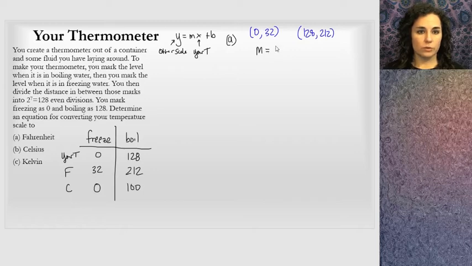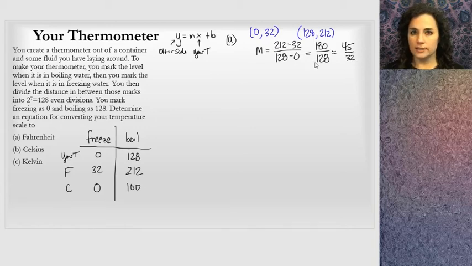The slope equals 212 minus 32 over 128 minus 0. This gives you 180 over 128, which simplifies to 45 over 32. It's not as nice as the 9/5 in the Fahrenheit Celsius equation, but it works. So that's the slope for our equation.